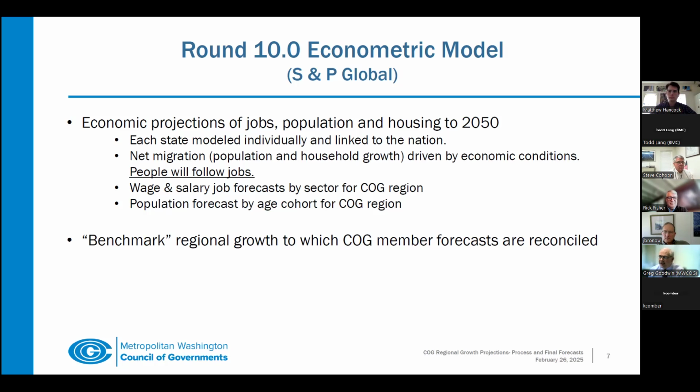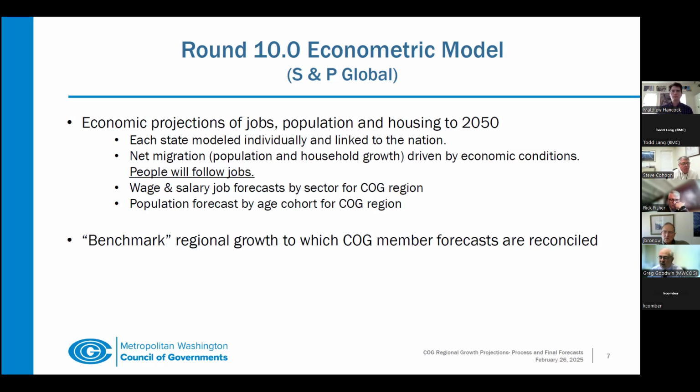So just a little bit about S&P, they model each state individually. It's linked up to the national projections, and something that I did find is that essentially where people move, people will follow jobs. I think that was a key takeaway from our work with our econometric model data. And some of the data that we've received in terms of the detail, we do get wage and salary job forecasts by sector for the COG region from the model. We also get some additional data that breaks out the population forecast into different age cohorts, and I do have a couple slides to show that.